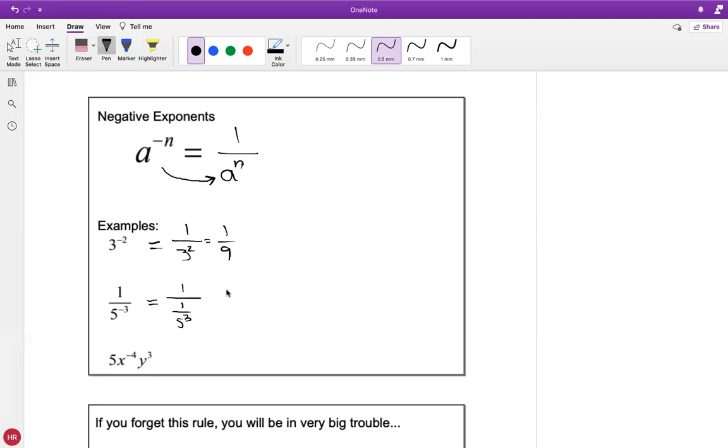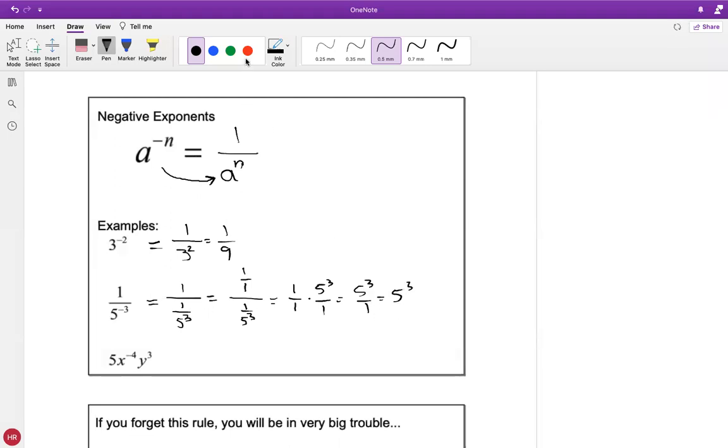And now I have this complex fraction. I could think of the top as being 1 over 1, and the bottom as being 1 over 5 to the third. And then the rules of fractions say that to divide these things, I flip over the bottom one and multiply them. 1 over 1 times 5 to the third over 1, which is 5 to the third over 1, which is just 5 to the third. So this is a way to do this.